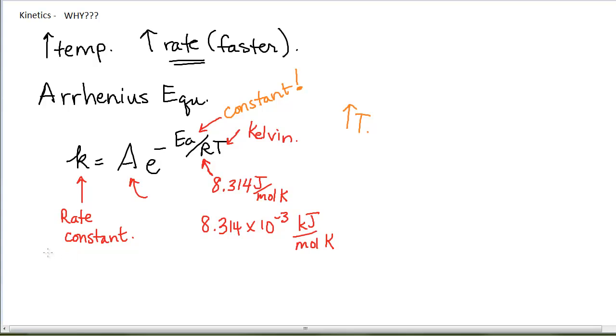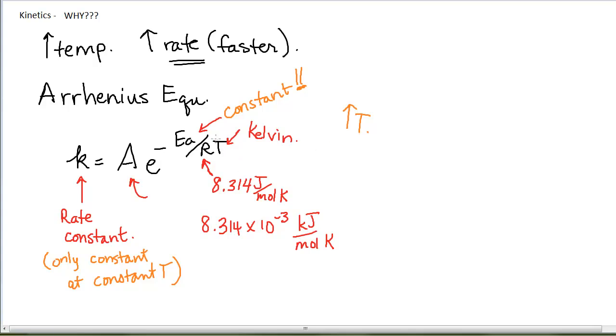The rate constant is only constant at constant temperature. If you change the temperature of a reaction, the rate constant changes because the proportionality constant for the rate law changes. But activation energy does not change as you change the temperature. It's always constant for a particular reaction.